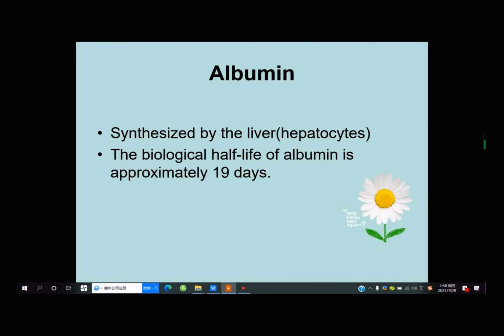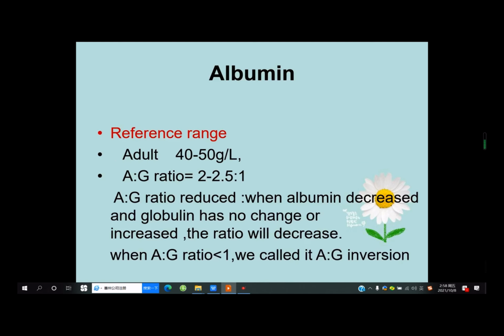Next, I will introduce albumin, which is very important for us. Albumin is synthesized in the liver. The reference range is from 40 to 50 grams per liter. The albumin to globulin ratio is from 2 to 2.5 versus 1. When albumin decreases and globulin has no change or increases, the ratio will decrease.